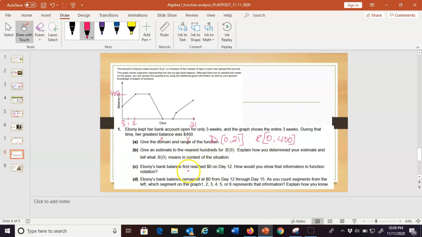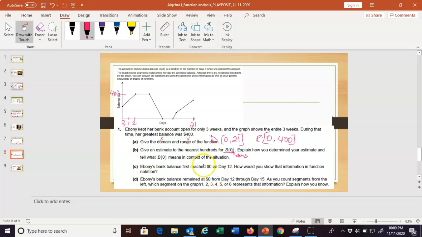B says, give an estimate to the nearest hundreds for B of 0. So this first word here, estimate. You guys might have a variety of different answers, but they should all be about the same for B of 0. So what does 0 represent? 0 is the number of days, right? So at 0 days, they want to know, what is the balance? Explain how you determine your estimate and tell what B of 0 means in the context of the situation.